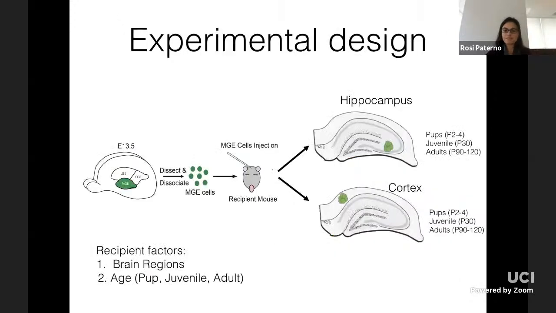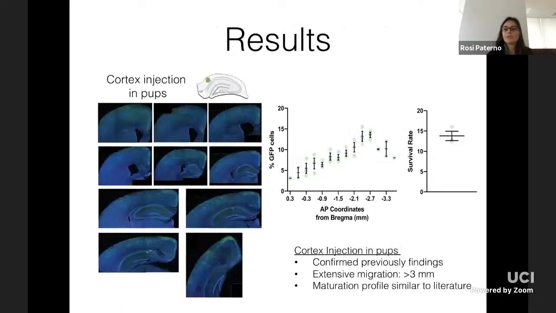To test that, we wanted to control two different factors in the recipient animals: the brain region and the age. Do we have a difference depending upon the brain region where we transplant, or depending upon the age of the animal? For age, we transplanted in pup, juvenile, and adult. And the two regions that we chose were hippocampus and cortex, to see if there was a difference. What we found is that injecting the cortex in pups gives exactly what we have seen in the literature in different studies, so it's consistent.